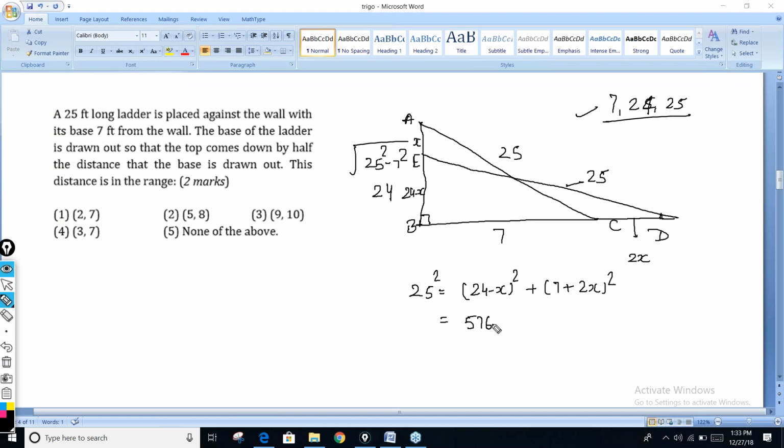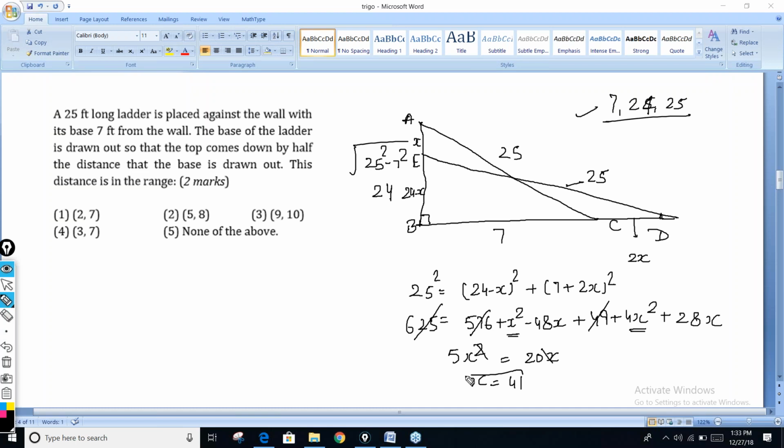If I simplify it, 576 plus x square minus 48x plus 49 plus 4x square plus 28x, that is 625, that is cancelled. x square plus 4x square, that is 5x square, and minus 48x plus 28x, I took it that side, that becomes 20x. So x is cancelled, x comes out to be 4. So that distance is 4, but we need to find out this distance. This distance is 8.